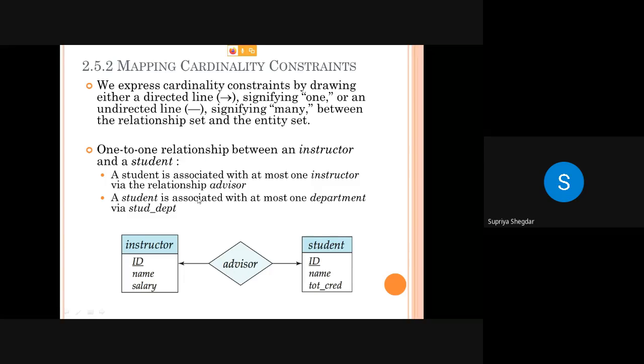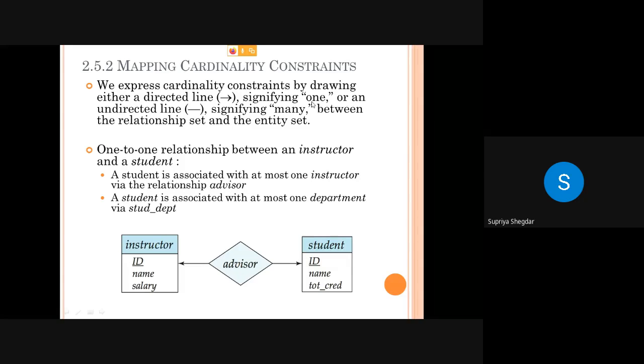Now, the next is the mapping cardinality constraints. We know that there are a total of 4 mapping cardinalities: one to one, one to many, many to one, and many to many. We can represent such mapping cardinalities in the ER diagrams. We express the cardinality constraints by drawing either a directed line, or simply an arrow, which is nothing but the one.